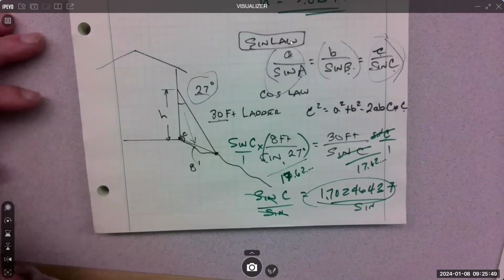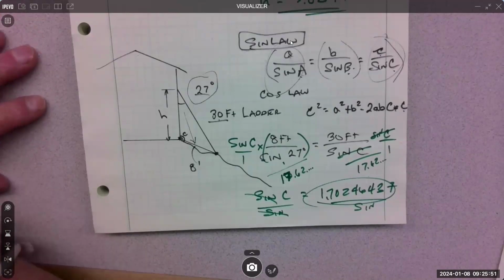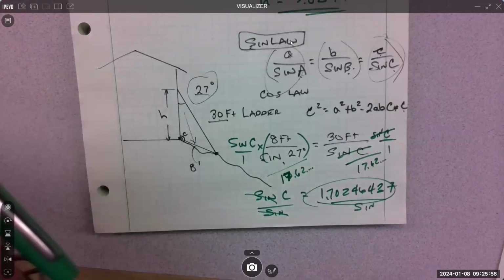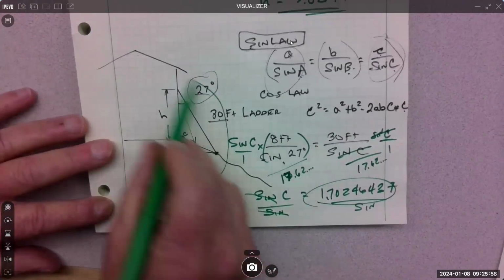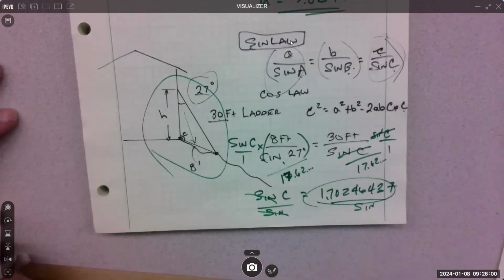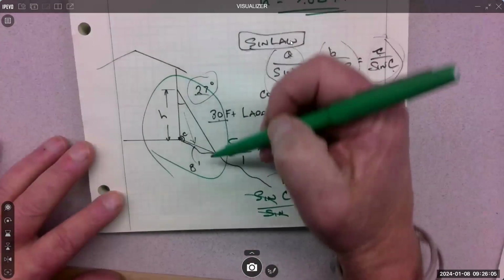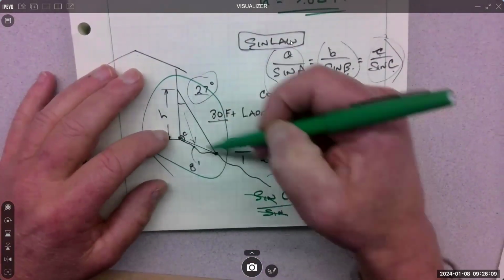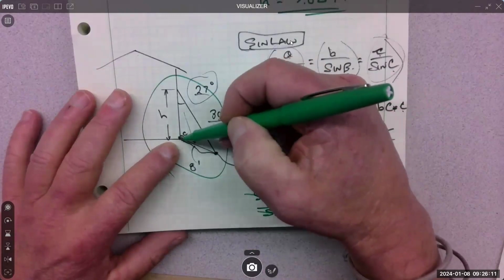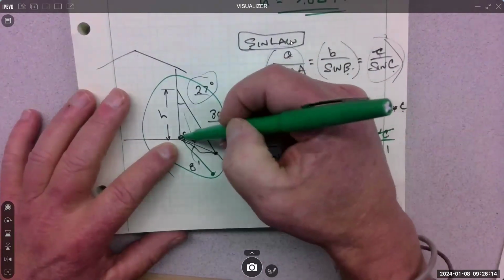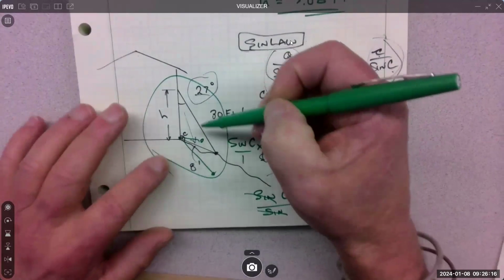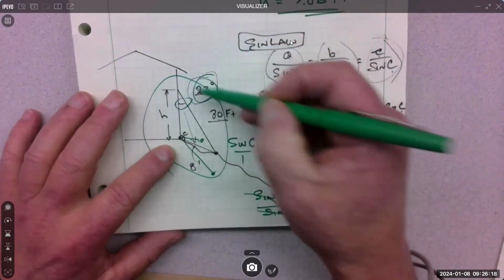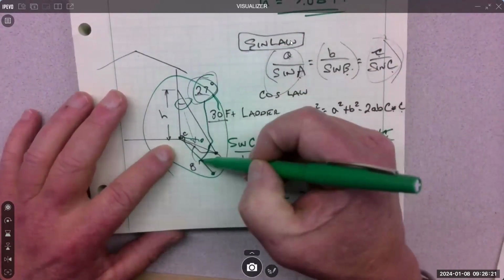Non-right triangles are tricky, like they can be really a problem. So the question is, is this possible? If you're in AutoCAD and you drew 30 feet and 27 degrees, can you find a distance here that's 8 feet? Maybe the 8 feet's down here, maybe the 8 feet's up here. That changes this angle. So these three numbers have to work together.